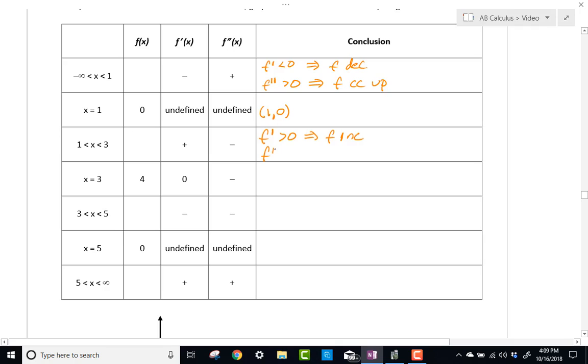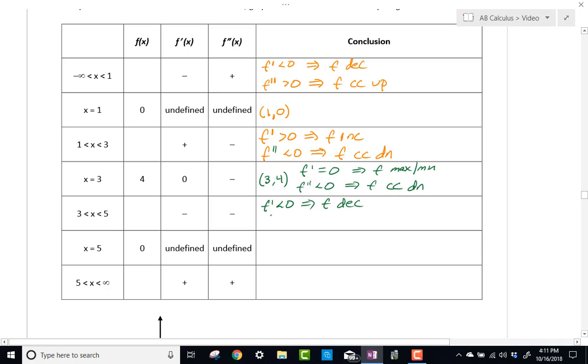F double prime is less than 0, which implies that f is concave down. Next one, we have a point 3, 4, and f prime is equal to 0. So that implies that f has a max or a min. We'll figure that out in a minute. All right. F double prime is less than 0, which implies that f is concave down. We go to the next one from the interval 3 to 5. F prime is negative. F prime less than 0 implies that f is decreasing.